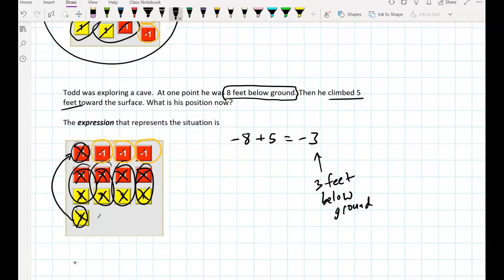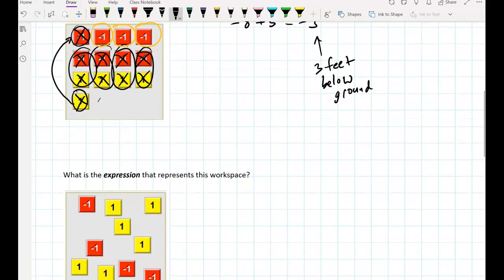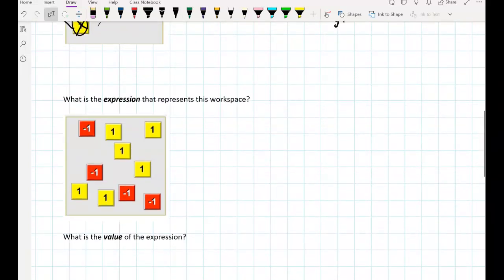Okay. Well, let's take a look at another example. Now this one doesn't have a word problem to go with it. It just says, what is the expression that represents this workspace? Well, what do we see in this workspace? Let's see. What if I count up all the positives first? I have 1, 2, 3, 4, 5, 6 positives. So 6 plus 1, 2, 3, 4 negatives.